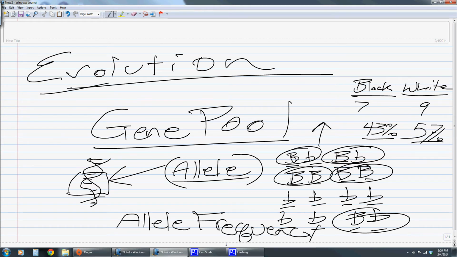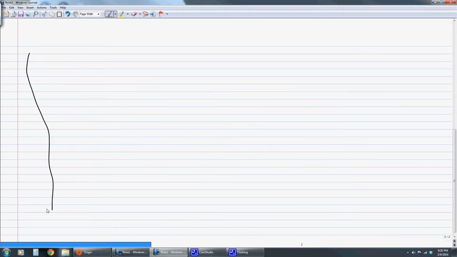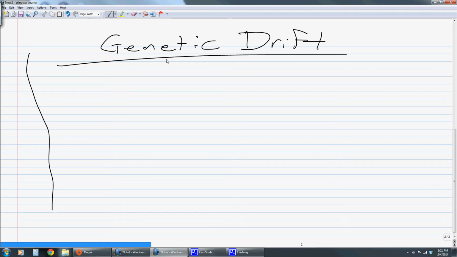However, every once in a while, this can change. There's a few different events that can cause a change in allele frequency. And this change in allele frequency is what can lead to evolution. Okay, so what we're looking at is something called genetic drift. So genetic drift is the idea that the allele frequencies can change. There's a few events that can cause that.